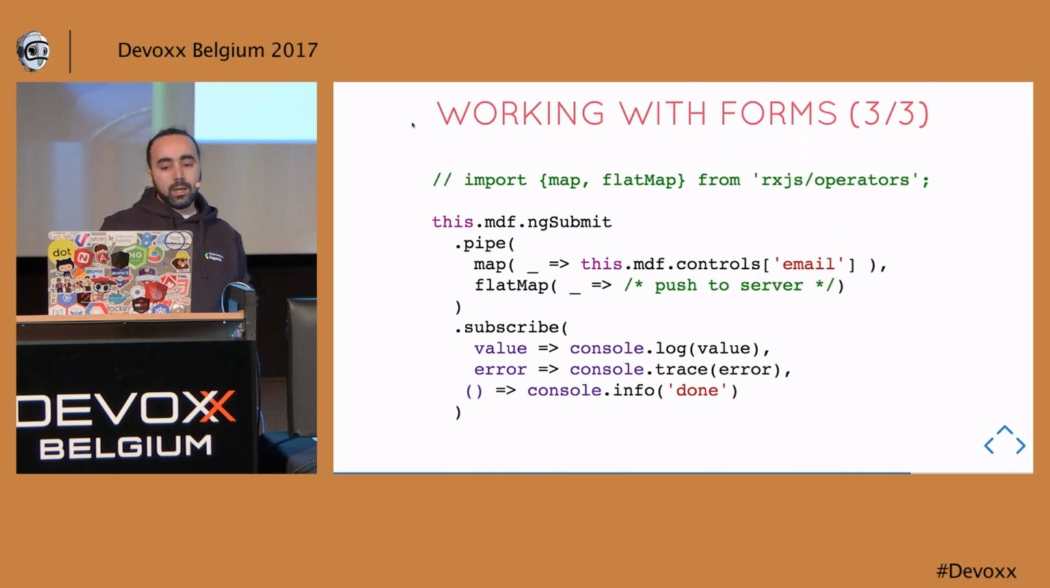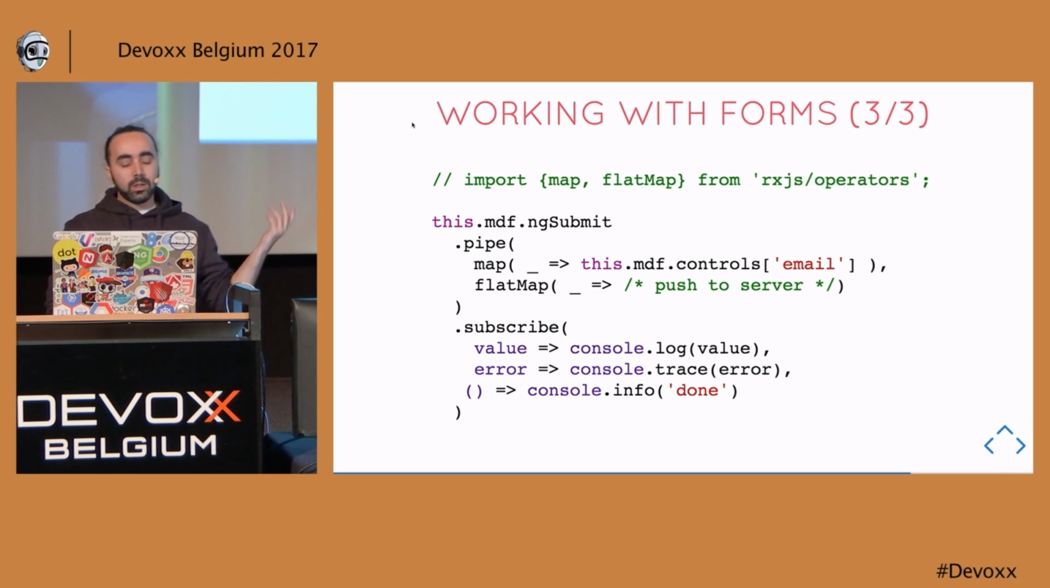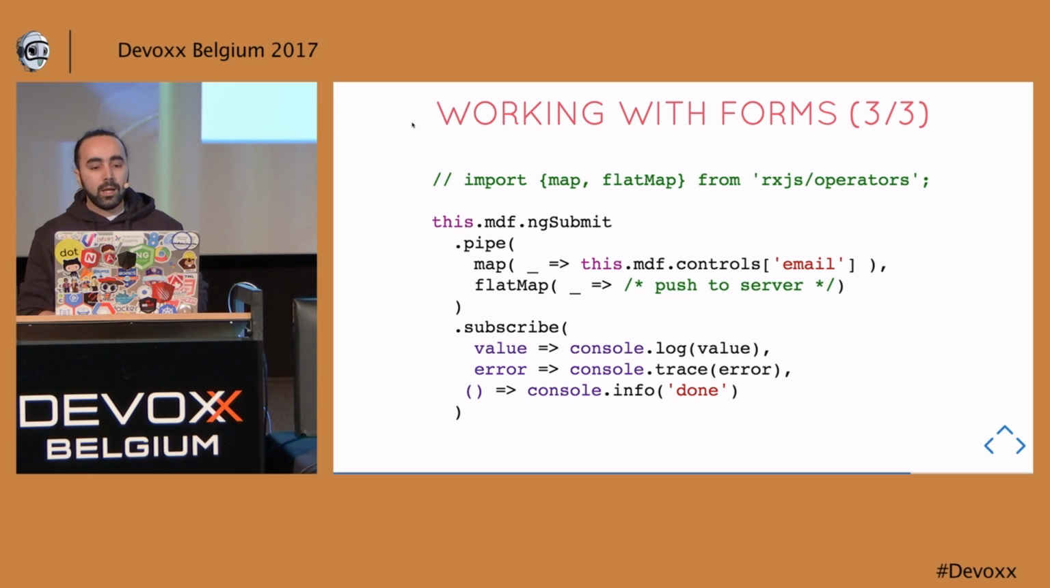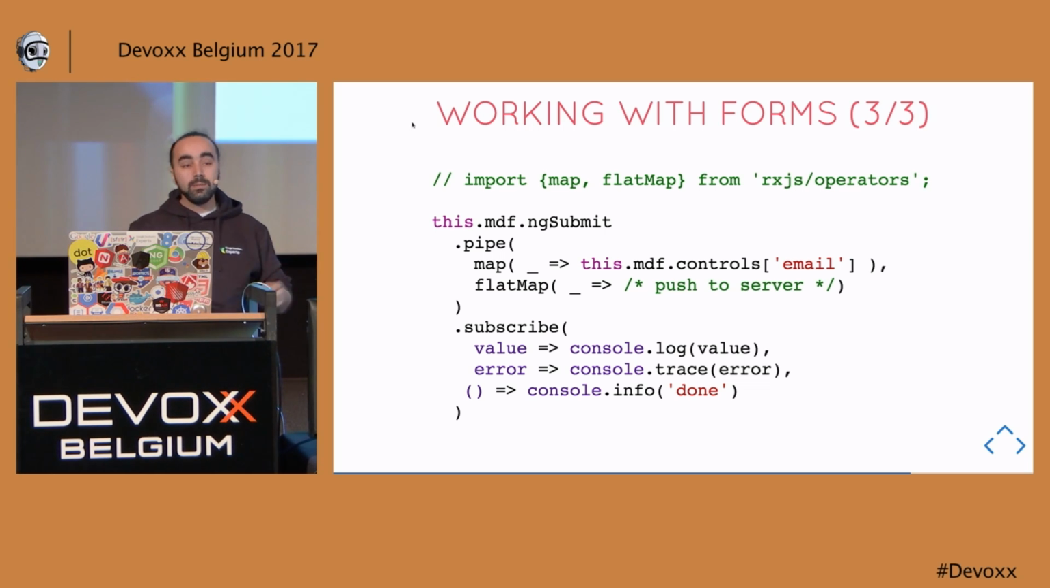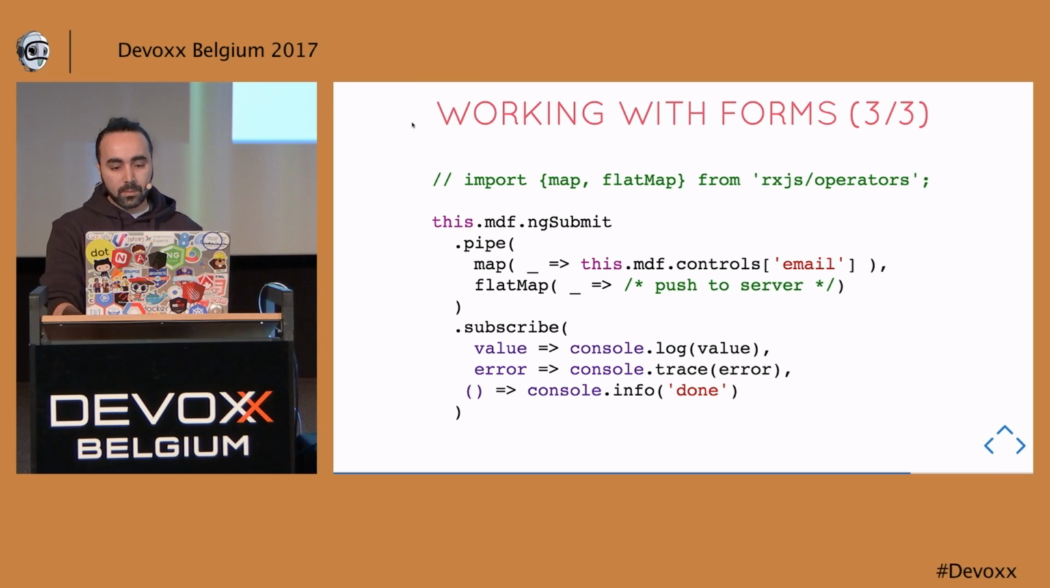the way you want. Here is an even more advanced sample. We can subscribe to the ng-submit stream, and before that we can transform some controls. For instance, here I'm getting the email input form, and then I'm using the flatMap operator to send the request to the server, for instance, to validate the email or things like that.